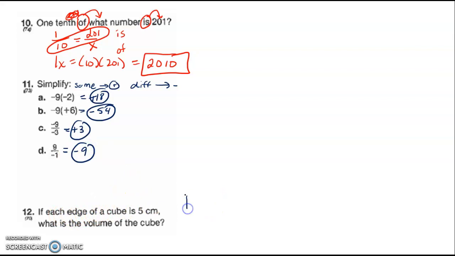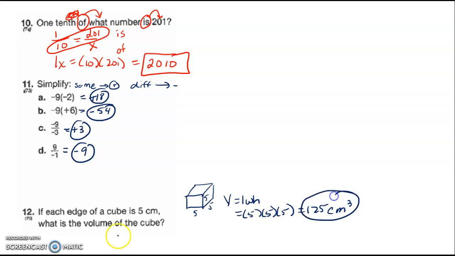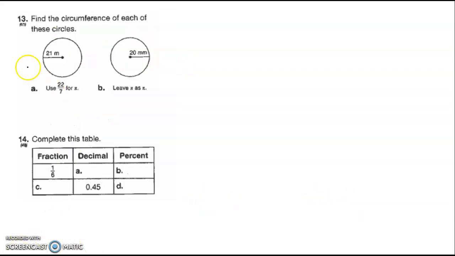Each edge of a cube is 5 centimeters, then what's the volume? 5, 5, 5. We know volume is equal to length times width times height. 5 times 5 times 5, which is 125 centimeters cubed. All right.